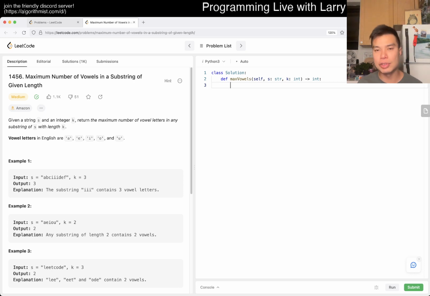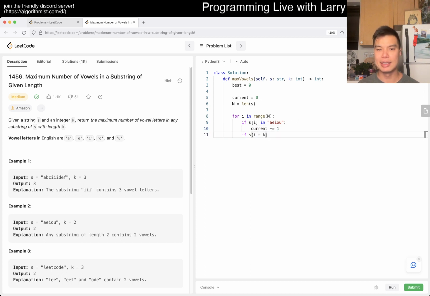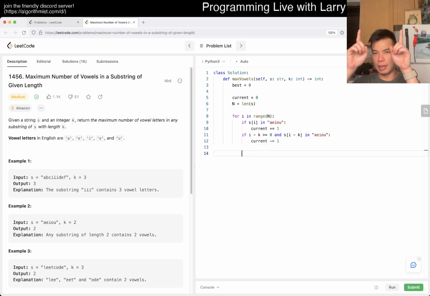So you could do something like best is equal to 0, current is equal to 0, and then for i in range of n, where n is the length of s. If s of i is in AEIOU, then current increments by 1. And if i minus k is greater than or equal to 0 and s of i minus k is in AEIOU, current minus 1. This is standard sliding window. This is the number of vowels in the current window. And then, of course, you have to check when to update.